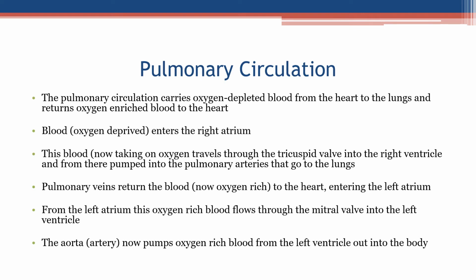Pulmonary veins return the blood, now oxygen-rich, to the heart, entering the left atrium. From the left atrium, this oxygen-rich blood flows through the mitral valve into the left ventricle. The aorta, an artery, now pumps oxygen-rich blood from the left ventricle out into the body.